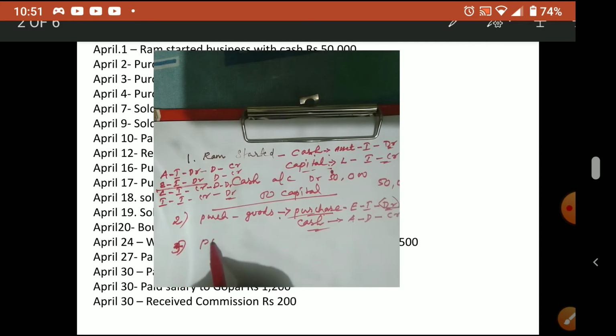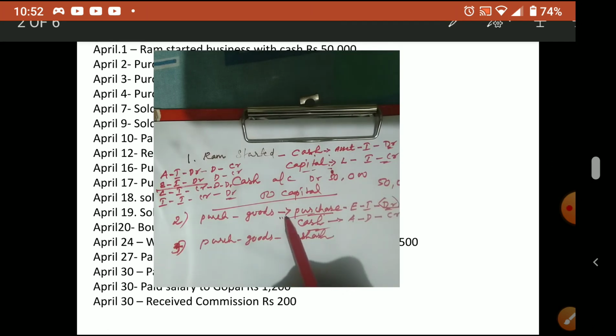So here purchase, here also purchase. Goods only we purchased, from whom? Subhash. So it is not given for cash. The previous one was purchase goods for cash, so cash is an aspect. Here they purchased from Subhash, which means the person's name is given. So one aspect is of course purchase. The other aspect is Subhash, because money has not been paid.